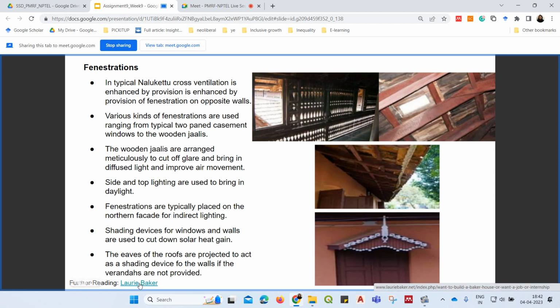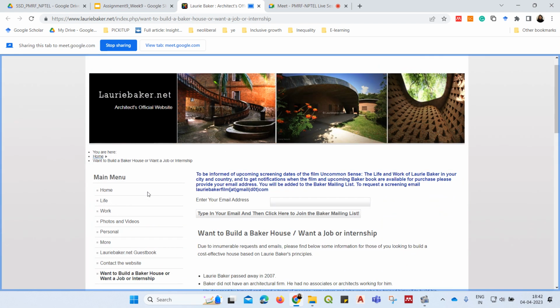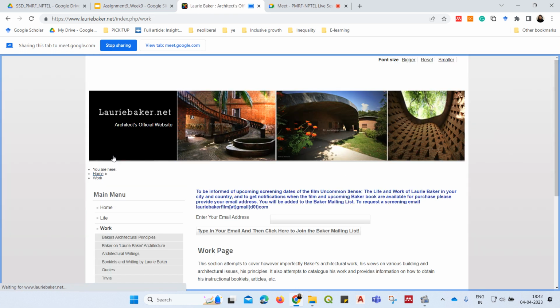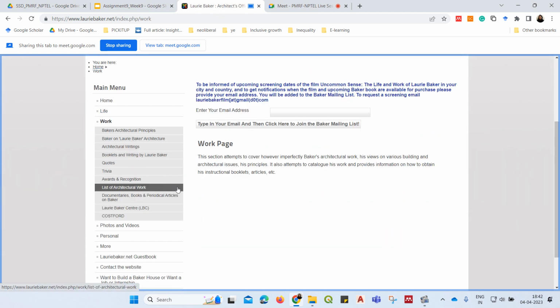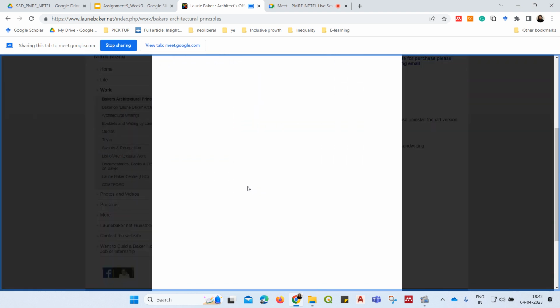I've also given you a link to Laurie Baker's website. If you just click through to that link, this is Laurie Baker's website. So you can read about how Laurie Baker incorporated the vernacular architectural styles and practices into his architectural design. So if you see, these are the basic principles which Baker followed.